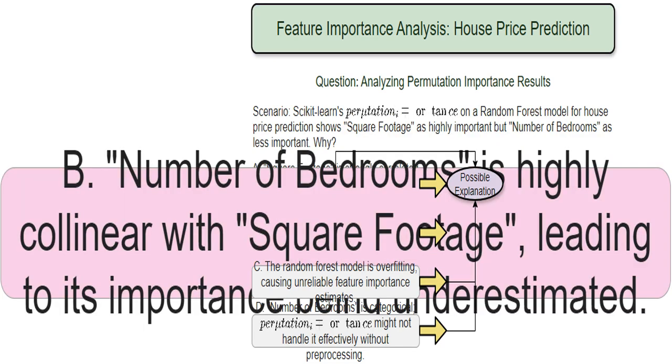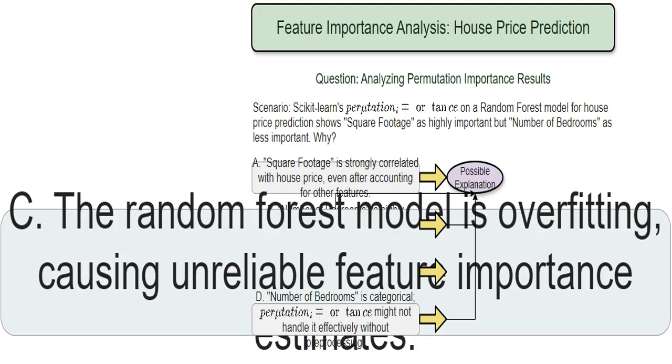It's possible that number of bedrooms and square footage are closely related. If that's the case, the model might primarily rely on square footage to make predictions, downplaying the role of number of bedrooms. Maybe my model is overfitting the training data. That means it's learning the noise in the data instead of the true patterns, resulting in inaccurate importance scores. This could explain why number of bedrooms shows up as less important than it really is.